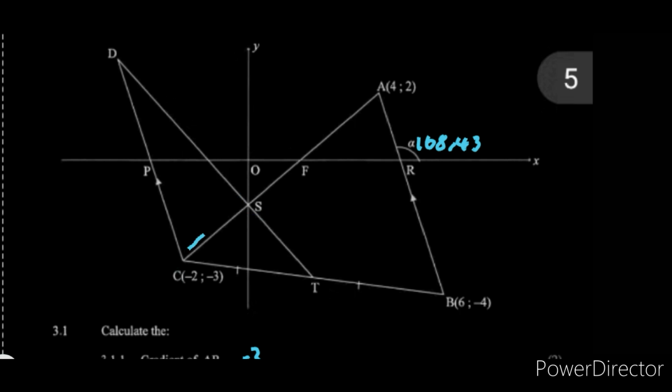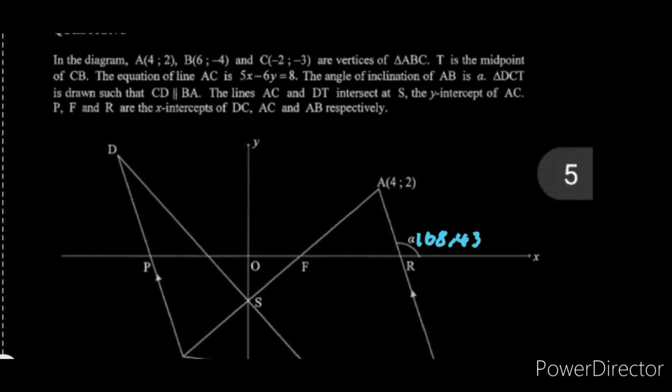And they also gave us this equation. Because we do not have the equation of this line, but we have the equation of this line, we can use it. They told us the equation of line AC is this. Sometimes it's written in the form y equals mx plus c. Sometimes they write it in the form ax plus by equals c. These are two forms of the straight line graph. In this case, they gave us the second version.